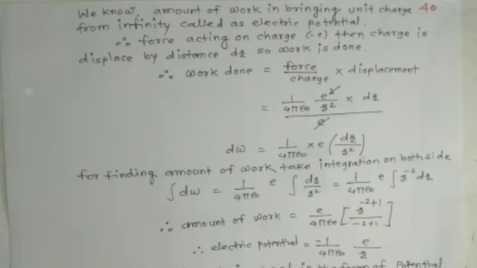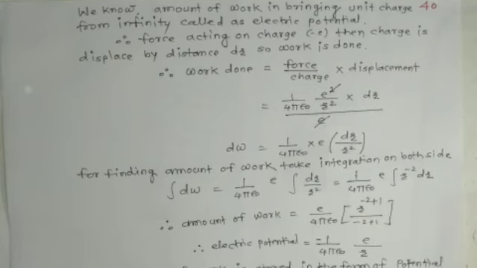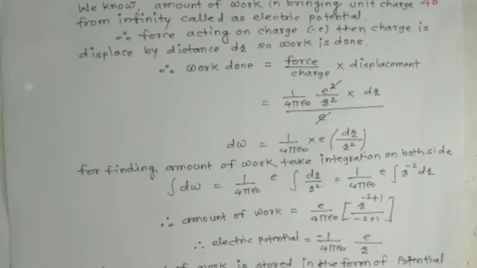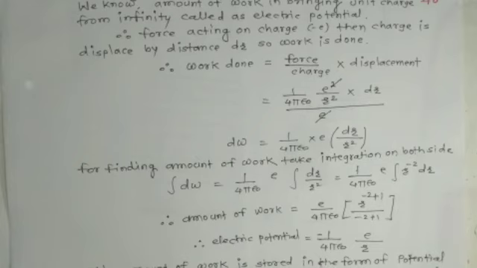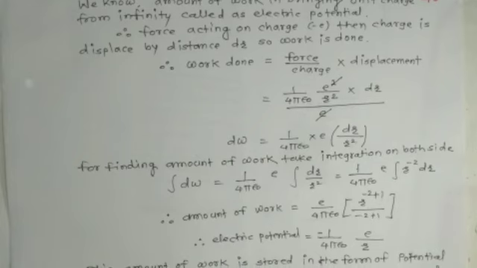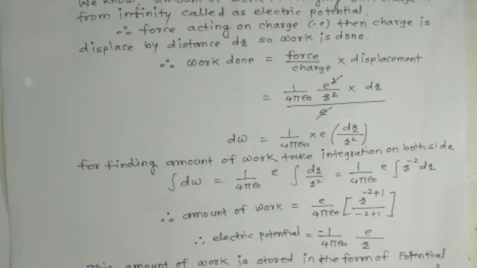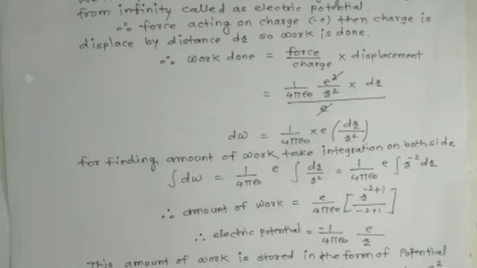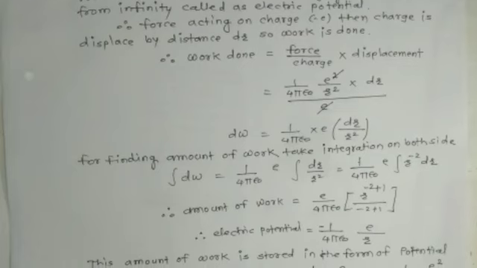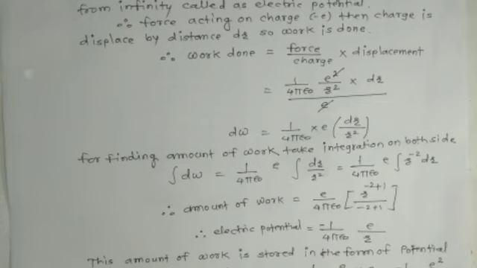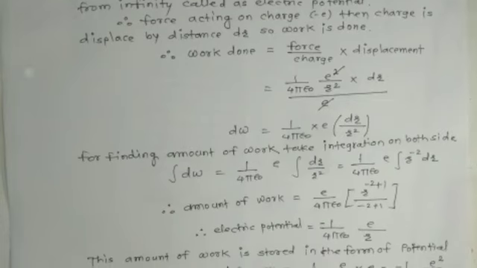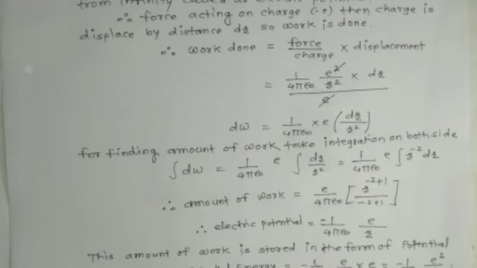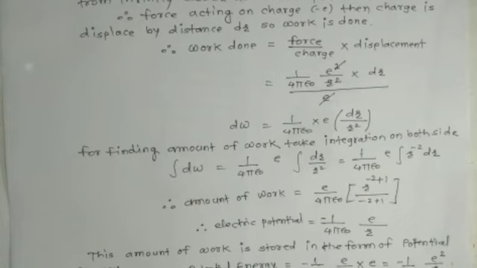We know the amount of work in bringing unit charge from infinity to that point is called electric potential. Force acting on charge minus e, then charge is displaced by distance dr. So work is done. Work done equals force upon charge multiplied by small displacement: 1 upon 4 pi epsilon 0 e square upon r square multiplied by dr upon e in magnitude. So e gets cancelled: 1 upon 4 pi epsilon 0 multiplied by e, dr upon r square, that is work done dw.